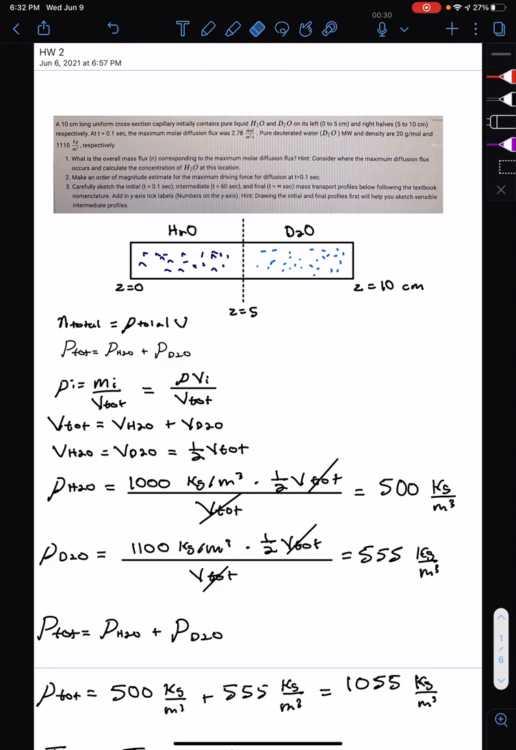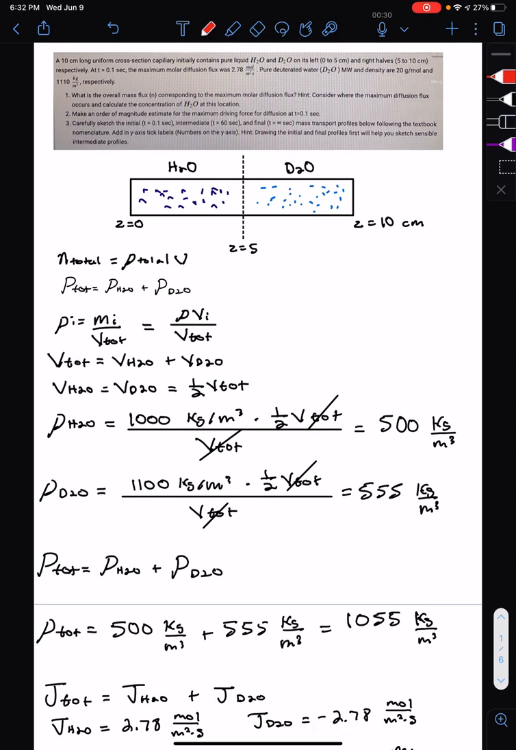On the left, I have H2O, and on the right, I have its deuterium. And it goes from 0 to 10. It's split in half, so both sides are equal. So we have a sense of what we're looking at.